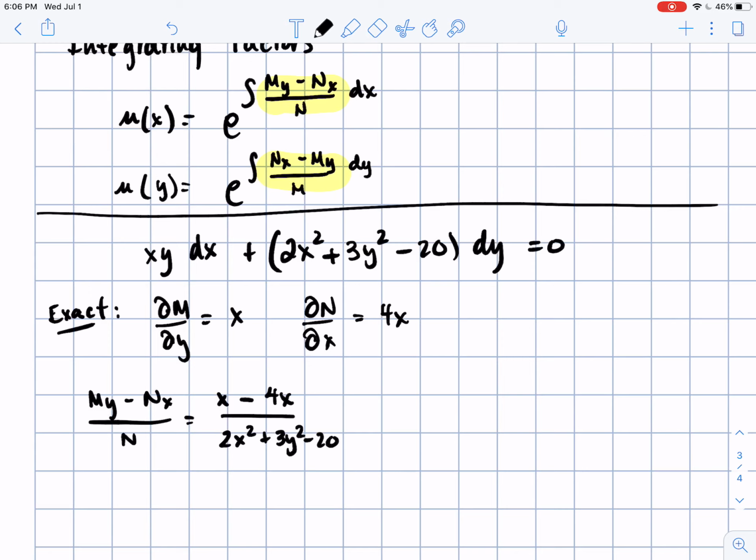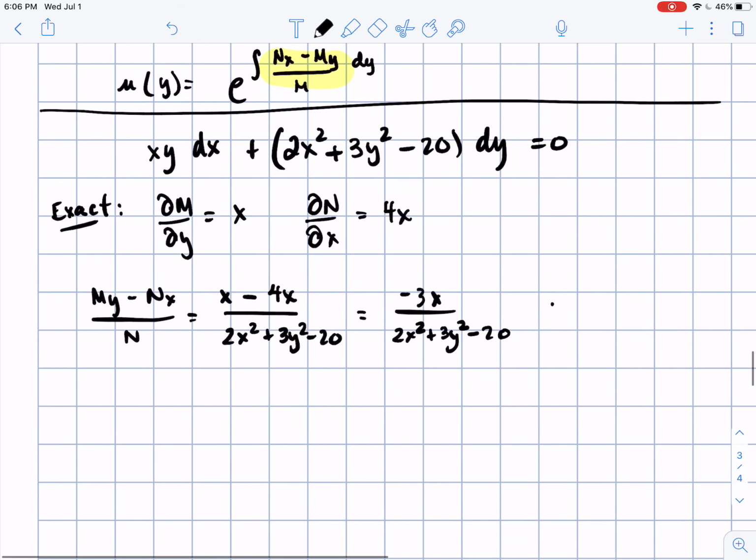So we don't want to use this one. Even though you simplify the top, you get negative 3x, but you can't simplify this any further. And who wants to do an integral of that function there, right? So I don't want to use this one. I'm hoping that the next one is a lot simpler.